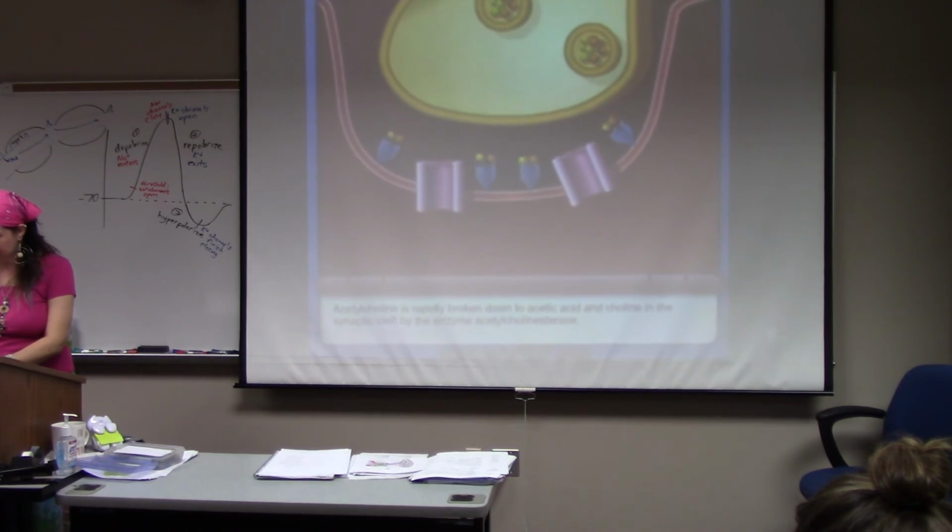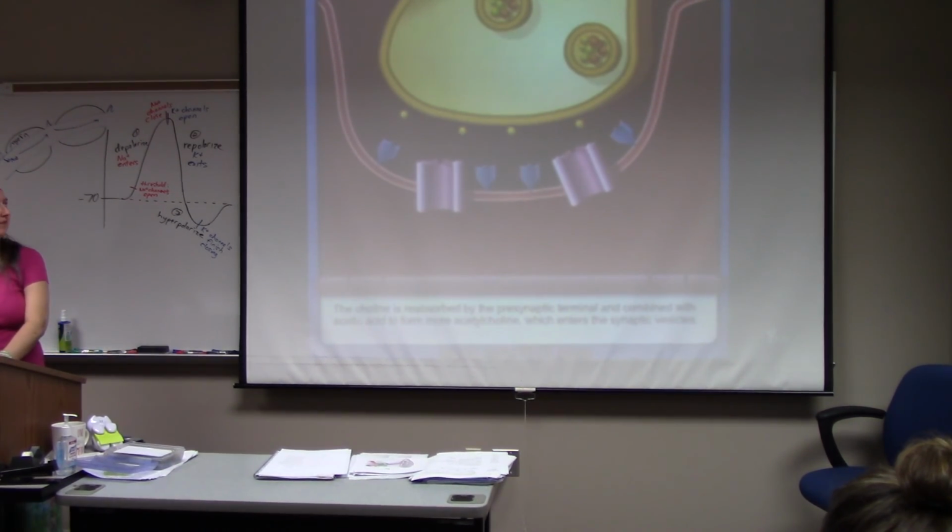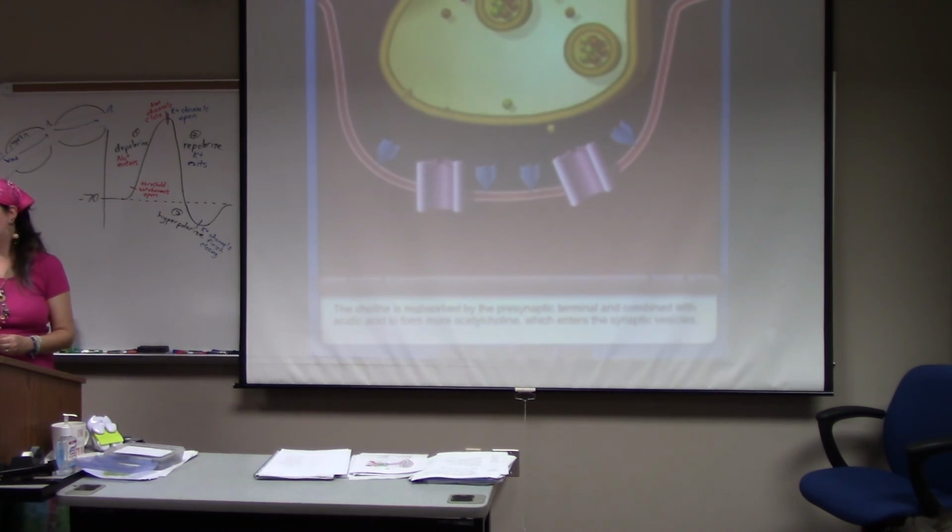Acetylcholine is rapidly broken down to acetic acid and choline in the synaptic cleft by the enzyme acetylcholine esterase. The choline is reabsorbed by the presynaptic terminal and combined with acetic acid to form more acetylcholine.